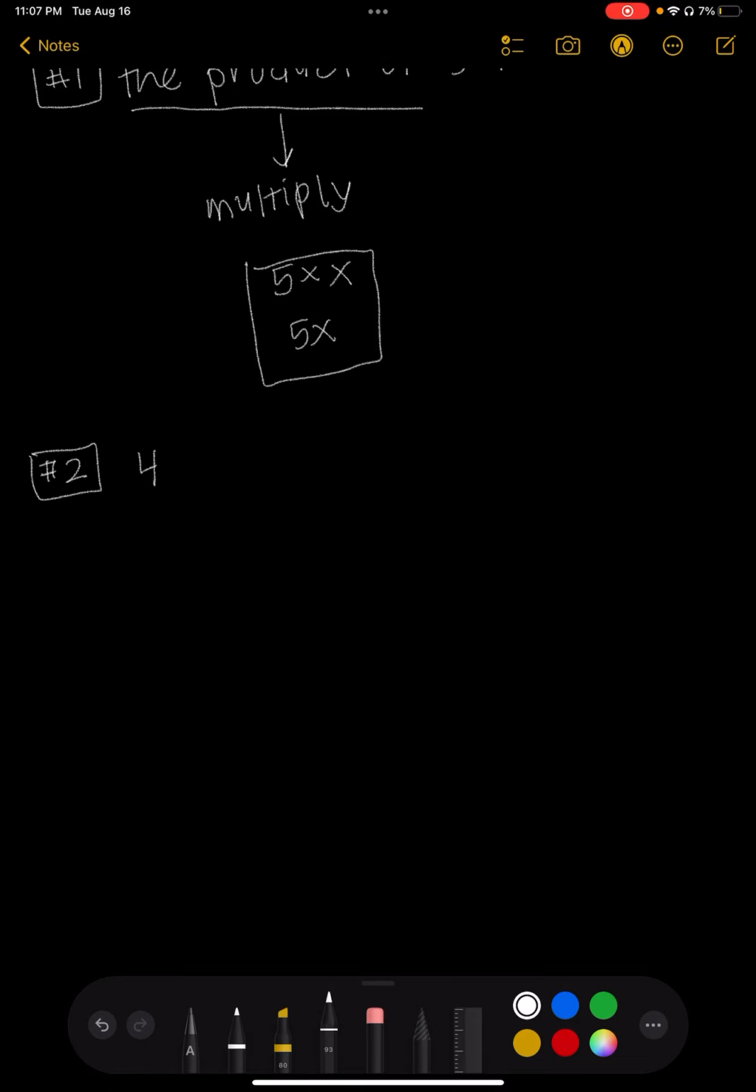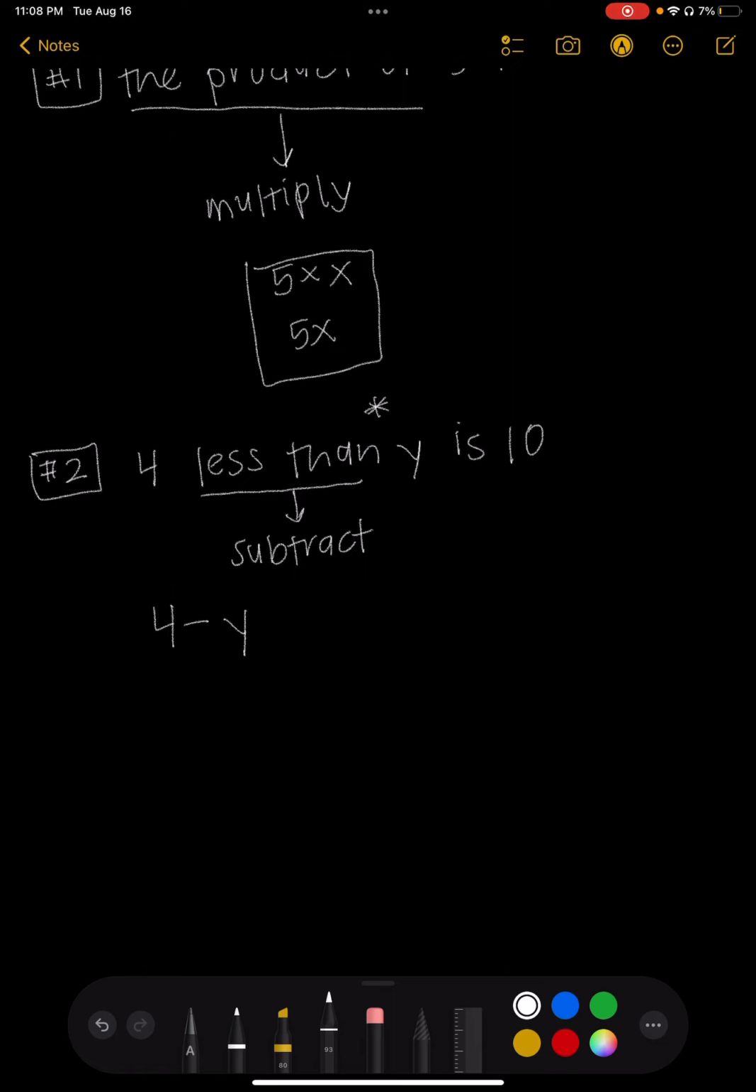Okay, next example. Let's say I say 4 less than y is 10. Okay, so less than, we know means subtract. It was in our subtract list. But here's the deal, less than was also the one that I put a star next to. The reason why I do that is because when we're reading these phrases, what we would normally think is that we would say 4 minus y, because the 4 comes before the y, but less than flips the 2. So it can't be this, it has to be y minus 4. Less than is the only one that flips it.